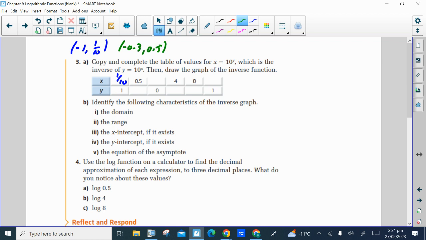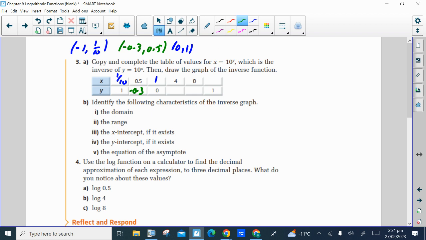That was the point on the original table. Well, the point on the inverse would be (0.5, -0.3). The next point on the original table was the y-intercept, the point (0, 1). The corresponding point on the inverse would be (1, 0). Again, switch the x and y values around.